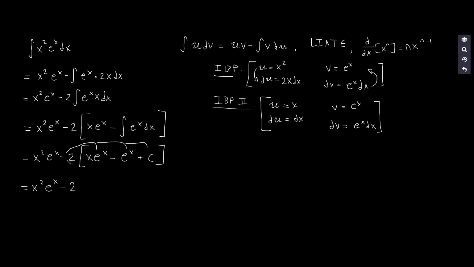So this here is going to turn into a -2 times x times e raised to the power of x. So we're going to have minus 2 times x times e raised to the power of x. And then the -2 distributed to negative e raised to the power of x, that's going to become plus 2 times e raised to the power of x plus c. I'm pretty sure. And so this is going to be our answer for that problem.